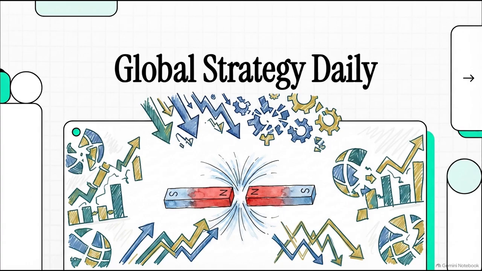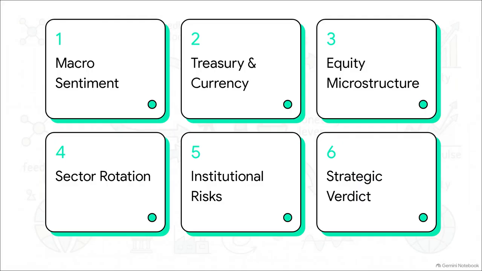We're hunting for the structural shifts in global asset pricing models so you know exactly how institutions are rebalancing their portfolios today. Here is our roadmap for today. We'll start with macro sentiment, move through treasury and currency dynamics, equity market microstructure, sector rotation, institutional risks, and finally wrap up with our final strategic verdict. Let's get right to it.